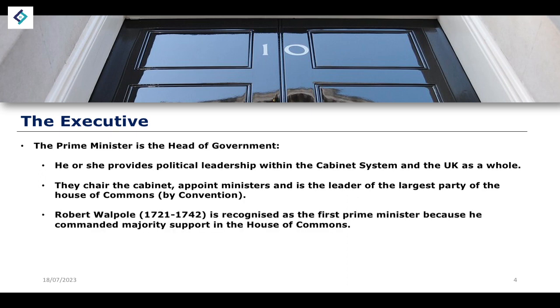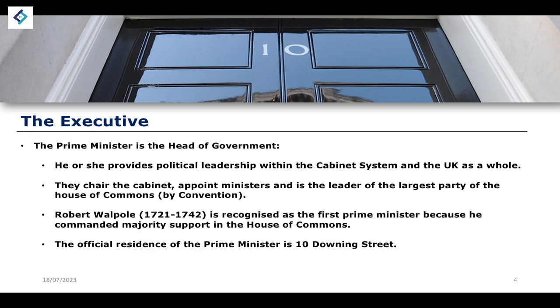It is commonly recognised that the first Prime Minister was the MP by the name of Robert Walpole. Now, Walpole was in office from 1721 to 1742, and he is recognised as the first Prime Minister because he commanded a majority of support in the House of Commons. And so the role of Prime Minister is one that was born out of historical tradition, more so than being clearly ratified by some kind of constitution or by some kind of law.